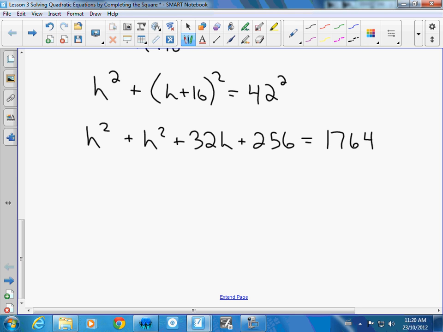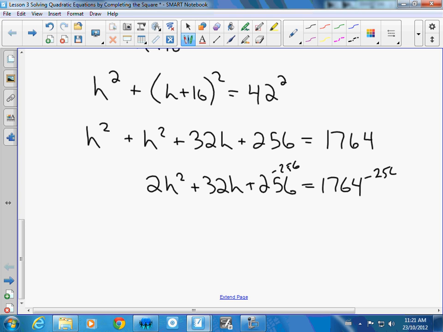Okay, let's leave the 1764 on that side, but is there anything we can combine on the 2h squared, or the h squared? So we end up with 2h squared plus 32h plus 256 equals 1764. Now let's move the 256 also. How do we get rid of the 256? Subtract 256, so you subtract 256.